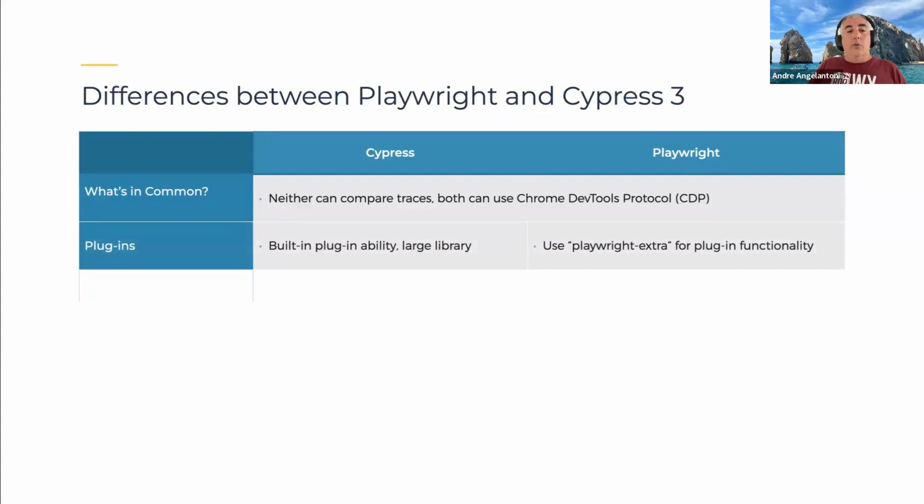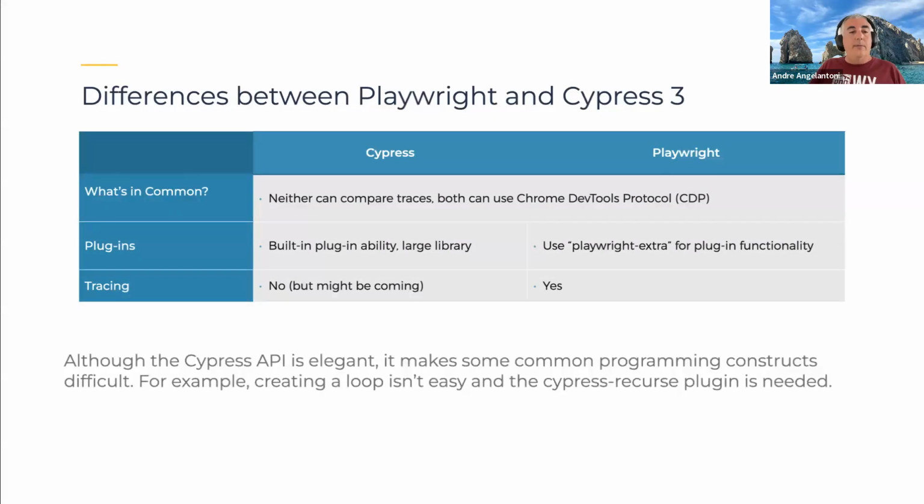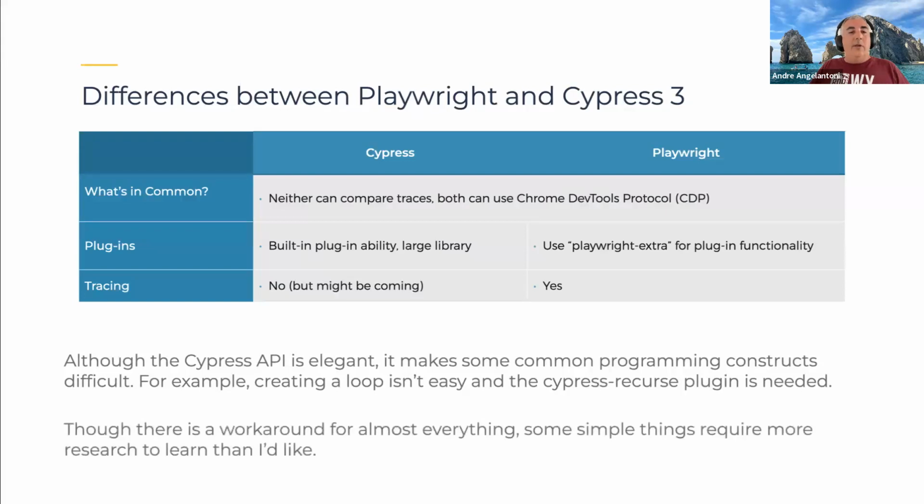Okay, plugins, huge library for Cypress. Playwright doesn't really have plugins unless you use a forked project called Playwright Extra. Cypress doesn't have the tracing yet, but it might be coming, whereas Playwright does. So all in all, having worked with Cypress for a long time now and just getting into Playwright, I really want to be fair to Cypress. And although the API is elegant, it makes some common programming constructs difficult. For example, creating a loop isn't easy, and the Cypress recurse plugin is needed.